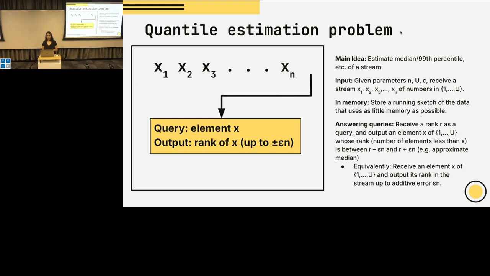Your goal is to do this while storing as little memory as possible throughout the stream. You could trivially do this if you just remembered all of the n elements throughout the entire time, but the goal is to use significantly less memory. So the thing we're going to be measuring our algorithm by is how much memory you are using throughout the algorithm, and the goal of the algorithm is to be able to, at the end of the stream, answer these percentile quantile queries.